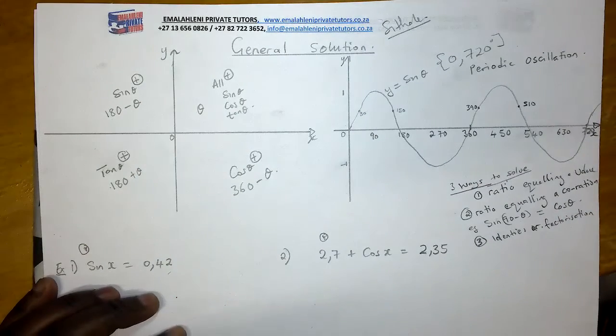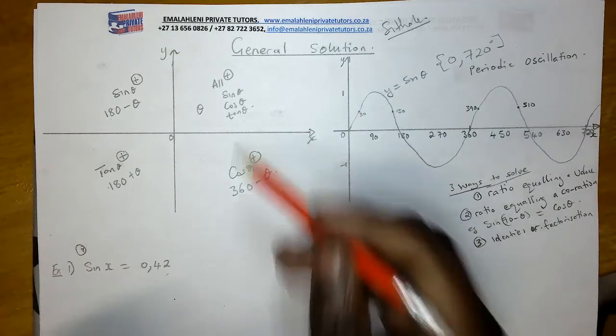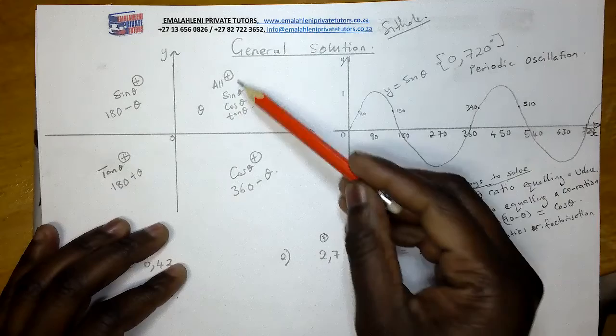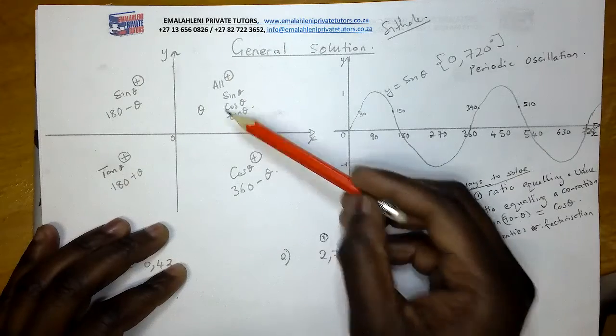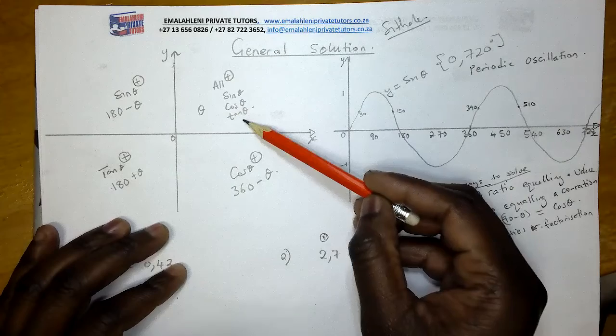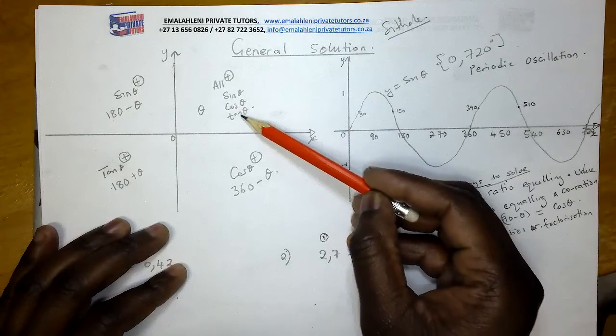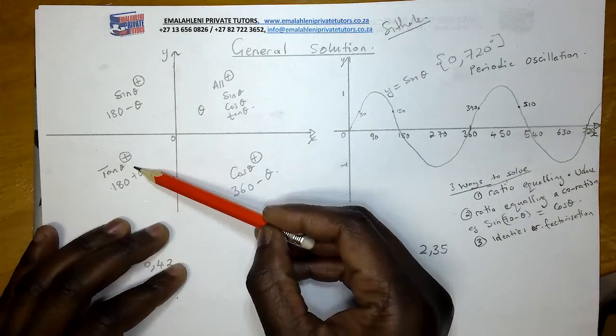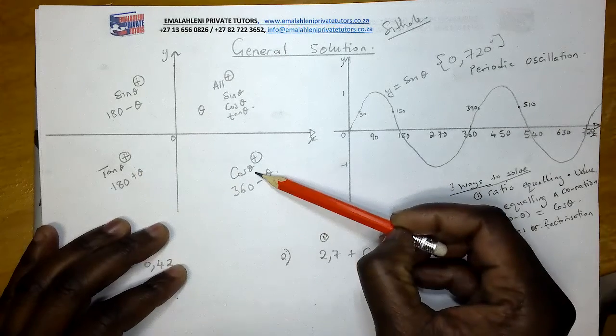Today we are going to look at general solutions. What you need to master here is that you'll be giving two solutions. Why two solutions? Because we have an acute angle which falls in the first quadrant, where sine, cos, and tan are all positive. Then sine will be positive in the second quadrant, tan will be positive in the third quadrant, and cos will be positive in the fourth quadrant.